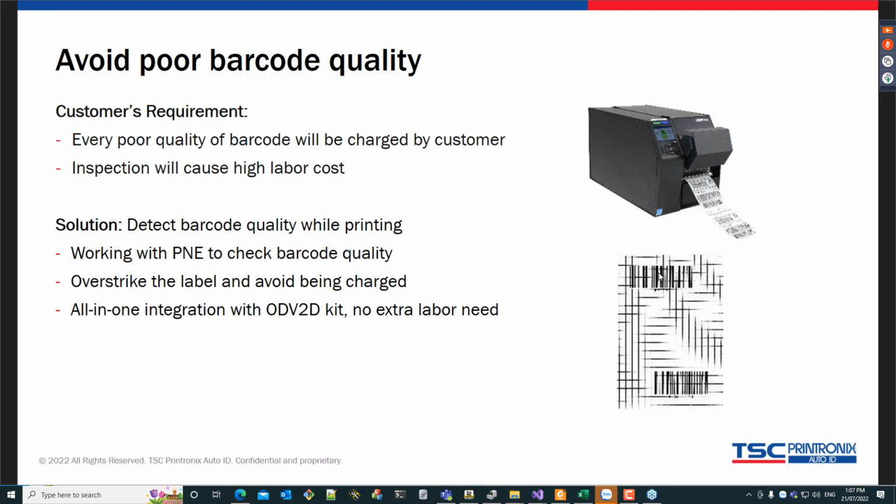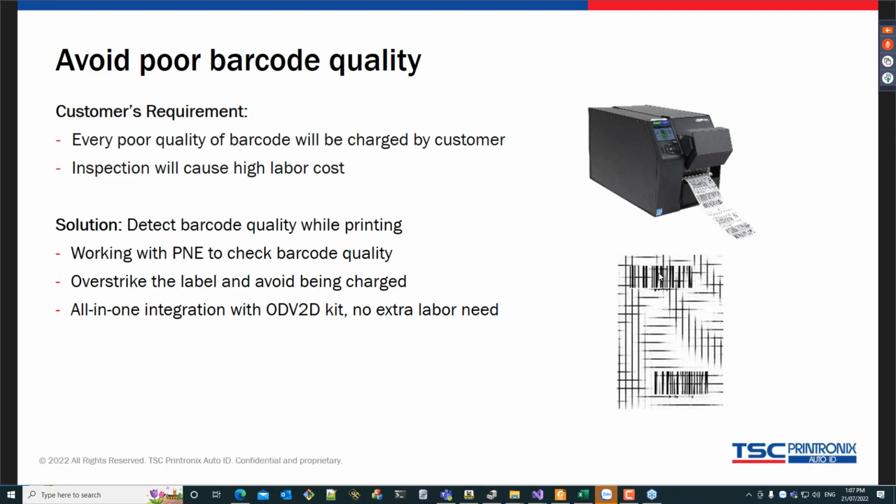But now, once we install the ODB2D equipment, we can detect the barcode quality while the label is being printed during the operation. And with Printronix, this kind of solution can work with the P&E software, and we can check the barcode quality. And you can also track the label.